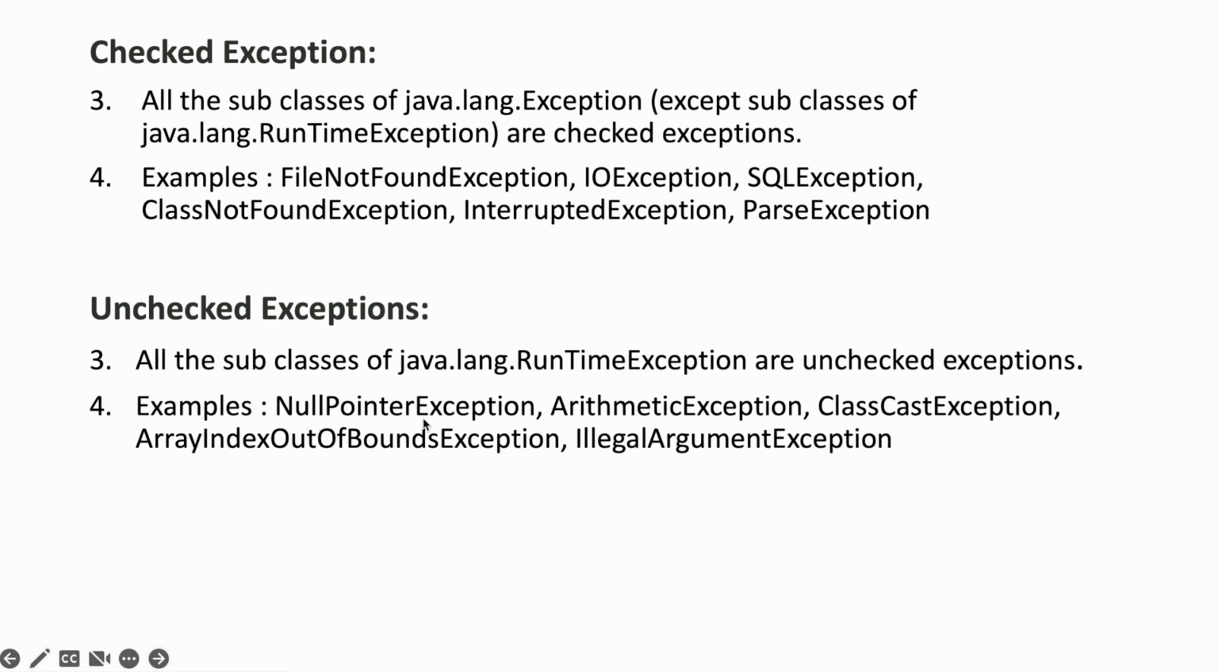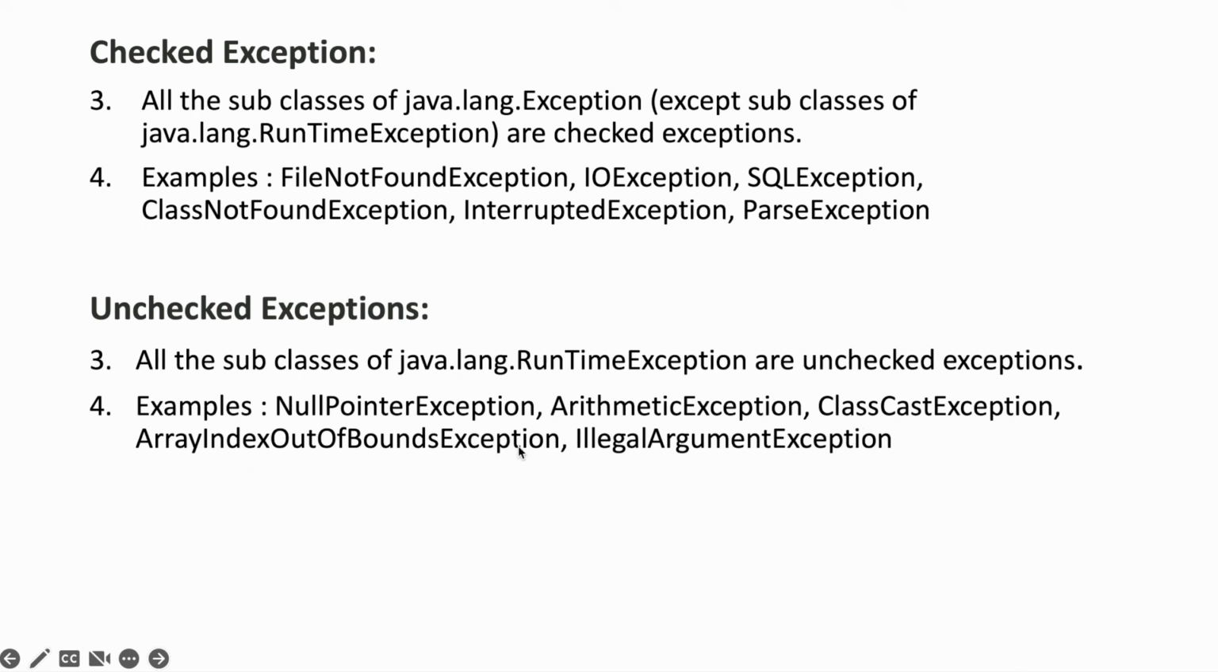NullPointerException means when an object has a null reference and you are performing an operation on that object, you will get a NullPointerException. ArithmeticException. When you are performing arithmetic related operations like dividing by 0, we will get an ArithmeticException. ClassCastException. When you are converting one class to another class, in that type of situation we will get a ClassCastException.